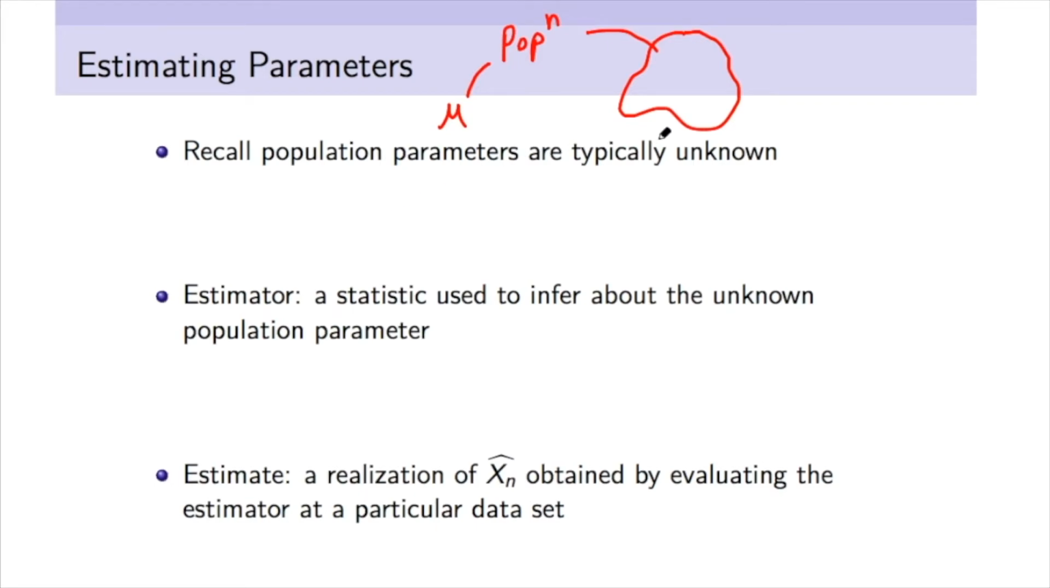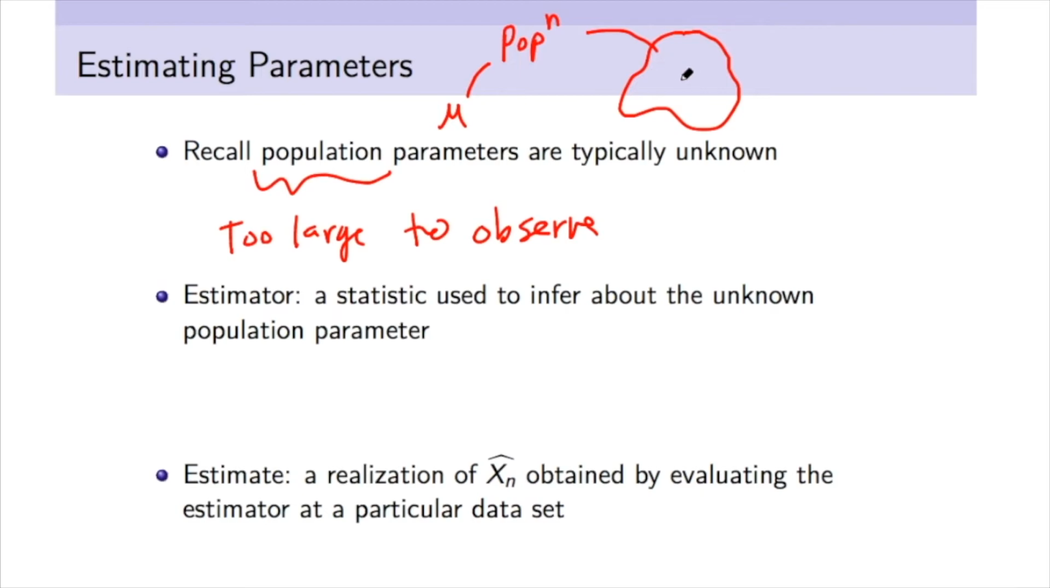So the problem with determining mu is that the population is generally unobserved. Okay, it's too large to observe, and because the population is too large and we don't have data on the entire population, we cannot compute the exact value for our parameter of interest. So what we're going to do is use a statistic to make inference about this parameter.